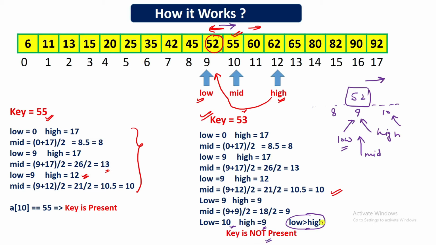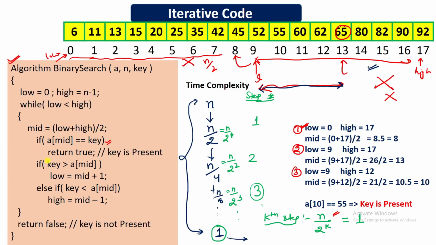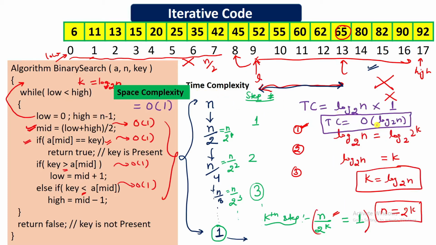And this will happen when your low becomes greater than your high. Low will cross the high, then your key is not present. So this is the condition for the absence of any element. And we found the time complexity also. So for time complexity, we got order of log n, and for the space complexity, we got order of 1, that is constant space. Now let's see the recursive solution.